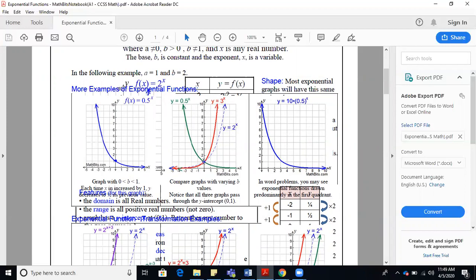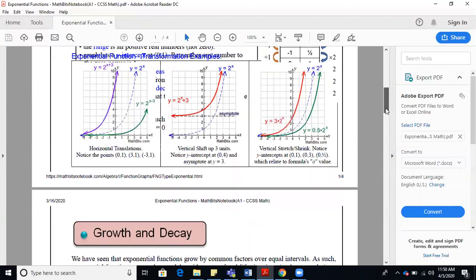Y equals 2 to the x, that's going to be doubling. When x is 0 it's at 1. When x is 1 it's at 2. When x is 2 it's going to be at 4. The next one's going to be at 8. It's going to double, 4 to 8. And here we have 10 times one half to the x. So you're going to start at 10 and you're going to be halving it each time you go. So when you put x to 1, it's going down, it's halving. Okay, so that's what this is showing you here.